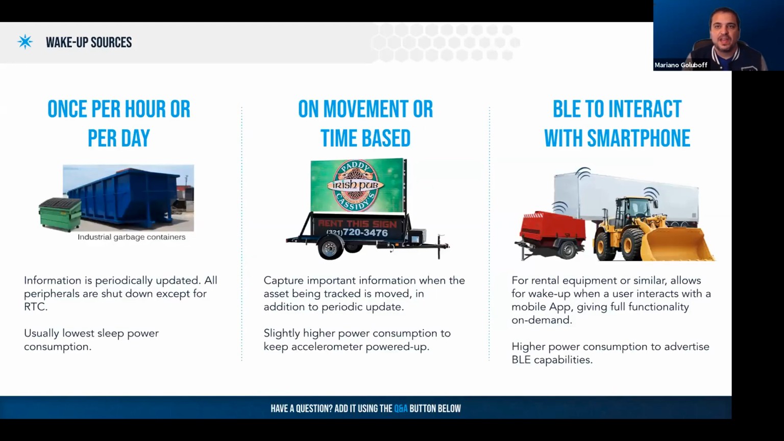So in the previous slide, I mentioned the wake up sources as an important variable. So this one has quite a few trade-offs and will be highly dependent on the use case. So on the left, we have an application where we only need to publish once per day, once per hour, or essentially just a time period. For this use case, the only peripheral that needs to stay awake when you're asleep is the real-time clock. All the other ones can be shut down. Since the real-time clock uses little power, this will usually be the lowest sleep power consumption case.